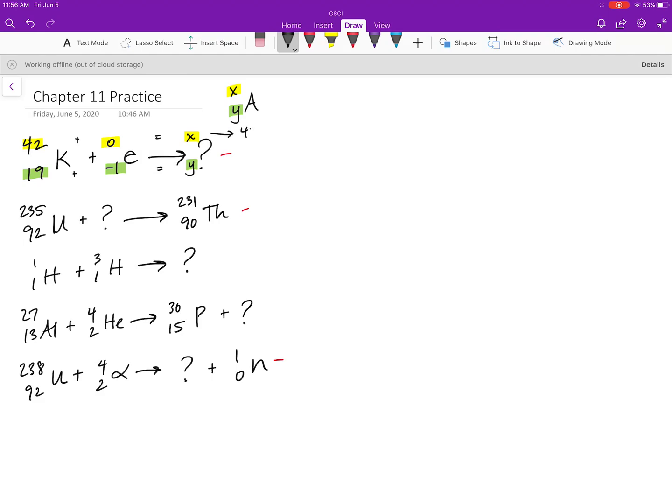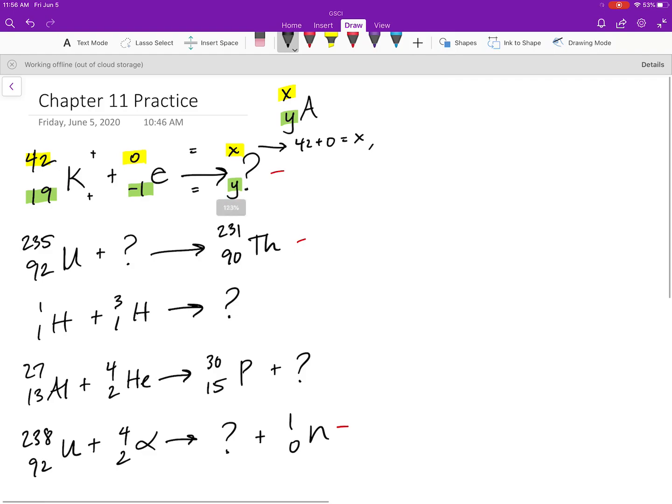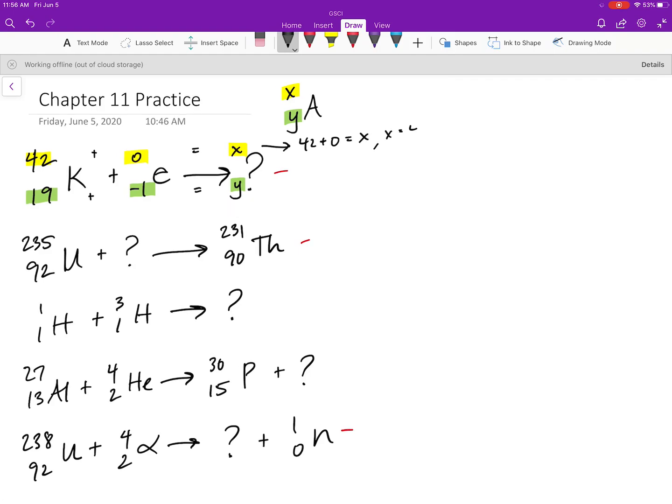So the top formula is going to be 42 plus 0 equals x. Now, what you may see here, zoom in, is that x is equal to 42 because 42 plus 0 is still 42. The bottom set of numbers is going to become 19 plus minus 1 equals y. I'm going to highlight these. And so when I take 19 and I subtract 1, because that's plus a minus number, y is going to be equal to 18.